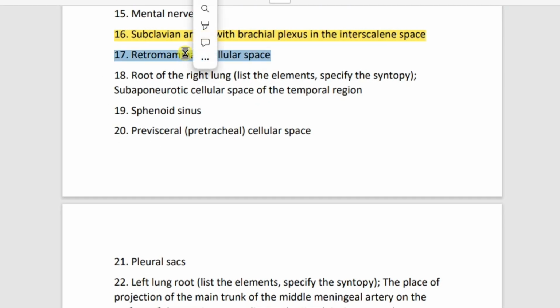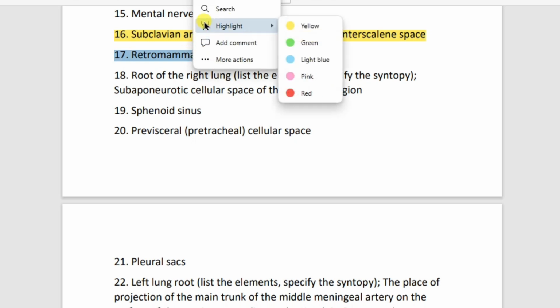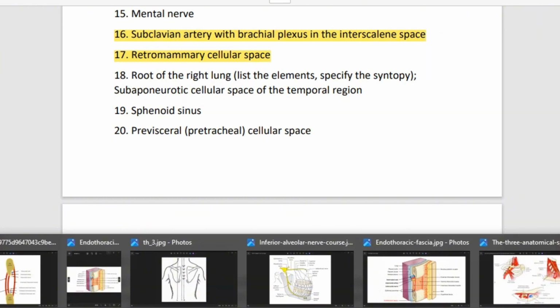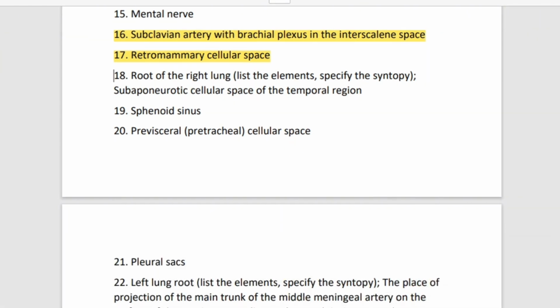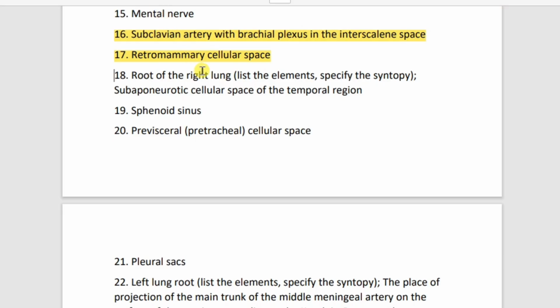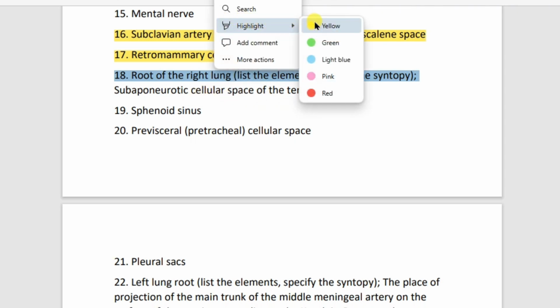The next structure we have here is the retromammary cellular space. So what does retromammary mean? Retromammary means behind the mammary gland. Okay, so this is the space, the retromammary cellular space. And the next structure we have here is the root of the right lung. List the elements, specify the syntopy, and show the subaponeurotic cellular space of the temporal region.